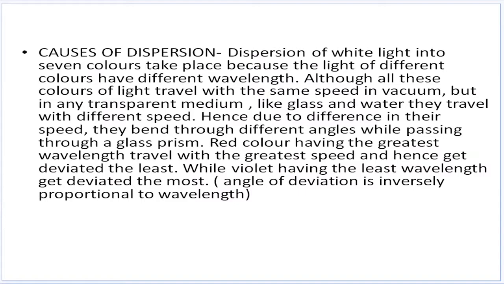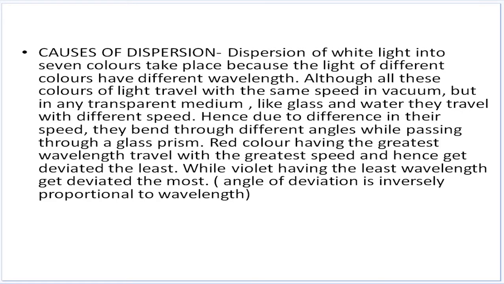Well, coming to what actually causes the dispersion of light. Dispersion of white light into 7 colors takes place because light of different colors has different wavelengths. As we have already read, violet has the least wavelength and red has the greatest wavelength, and yellow is called the median color, and its wavelength is the average of violet and red.